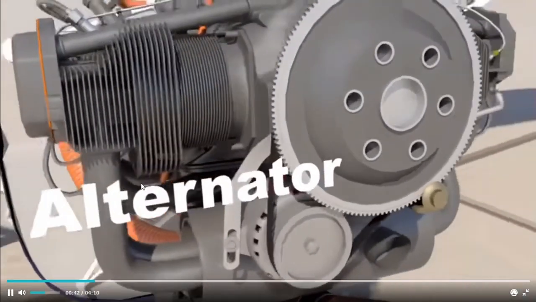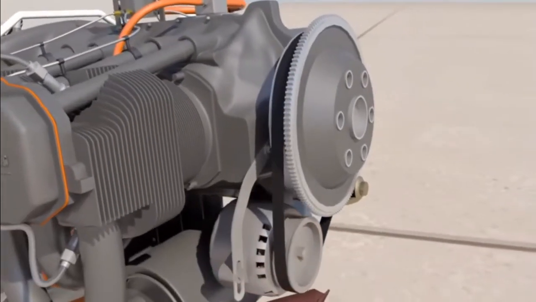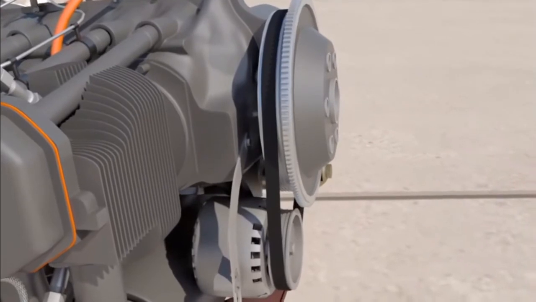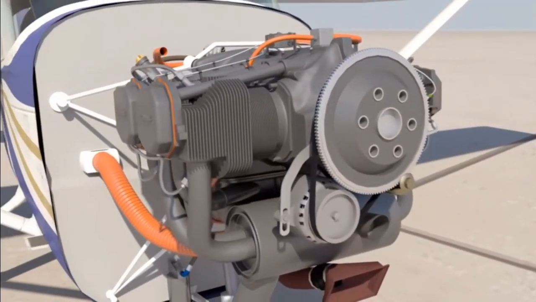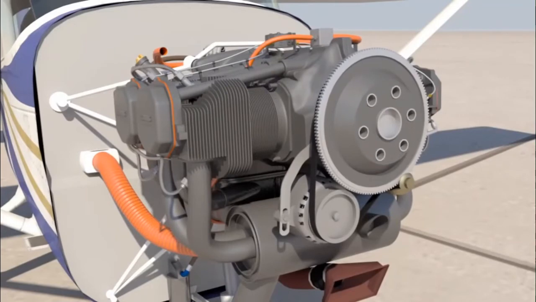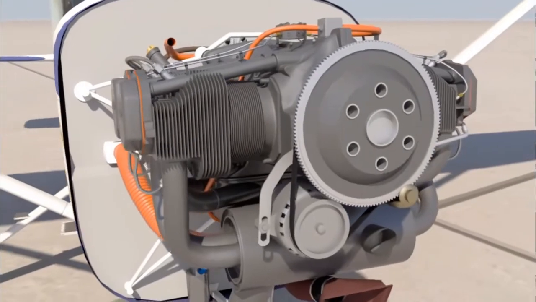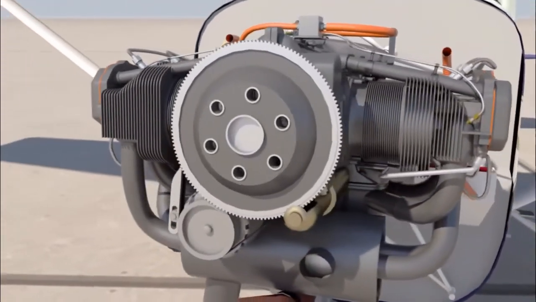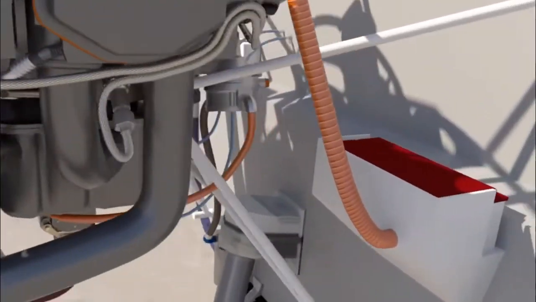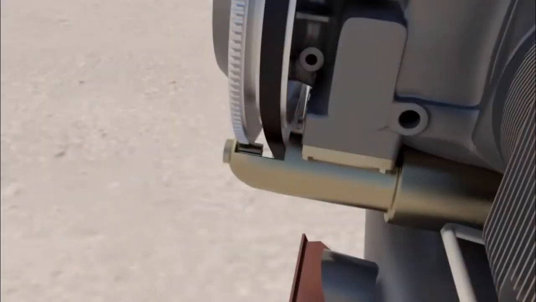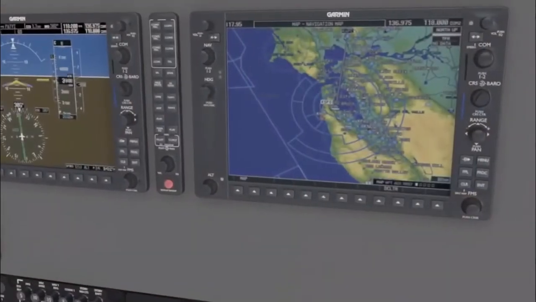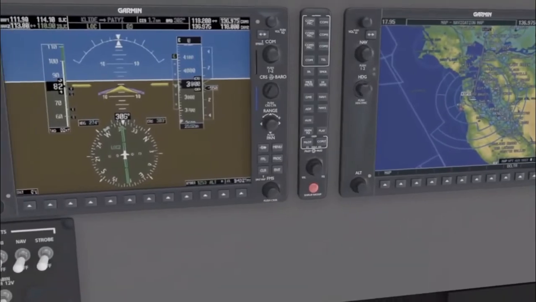Similar to a car, the alternator is driven by the engine through an alternator belt, which generates electricity for the entire system. The alternator is the primary means of powering the electrical system during normal operations with the engine running. Not only does the alternator provide power to the electrical system, it also charges the battery. The battery is mainly used to start the engine or to power the equipment while the engine is not running.